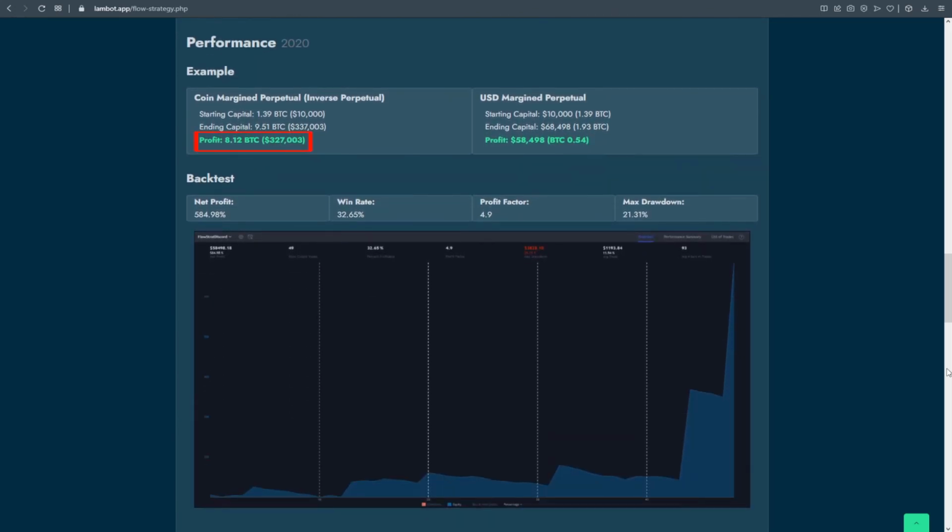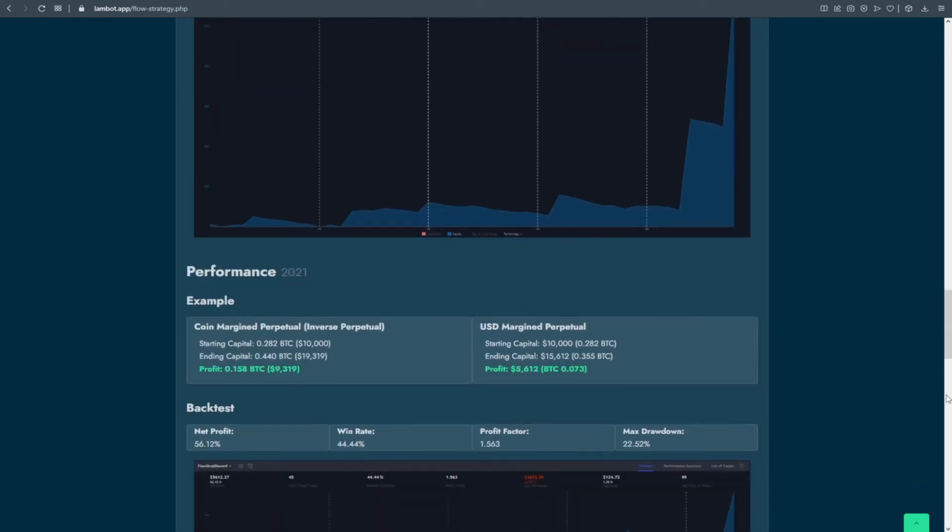It would have ended with 8.12 BTC profit on the coin margin perpetual and 58,498 USDT on the USDT perpetual. The net profit was 584.98% with a drawdown of only 21.31%, which is quite good considering how disastrous the drop was in March of 2020 due to the onset of COVID. Overall, this was a year of high volatility both ways, with an overwhelmingly bullish trend at the end of the year, leading to the exponential growth of the P&L at the tail end of this backtest.